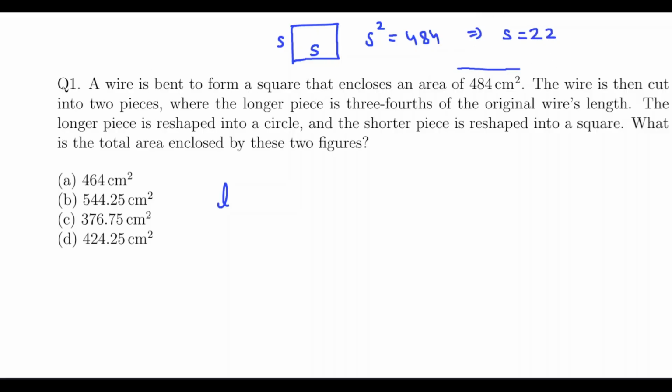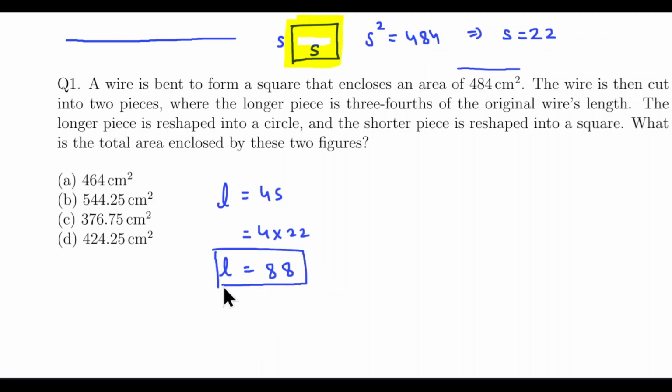So can we agree that the entire perimeter, as in if we add all these four sides, that should be same as the length of the wire, right? Because after all, this wire is bent to form a square. So can we say L is 4S? Because, four sides. So 4 times 22, and that's going to be 88 units. So that is the length of the wire.